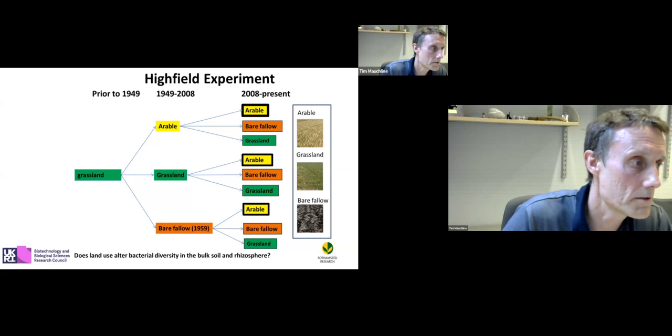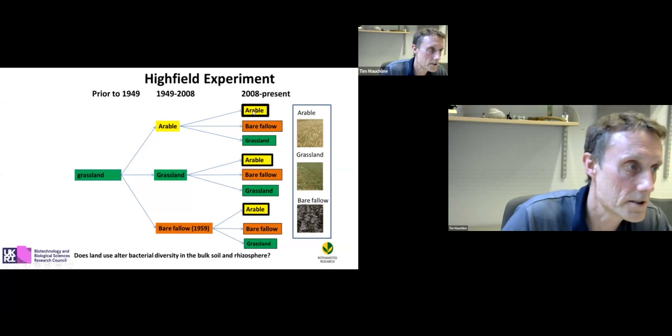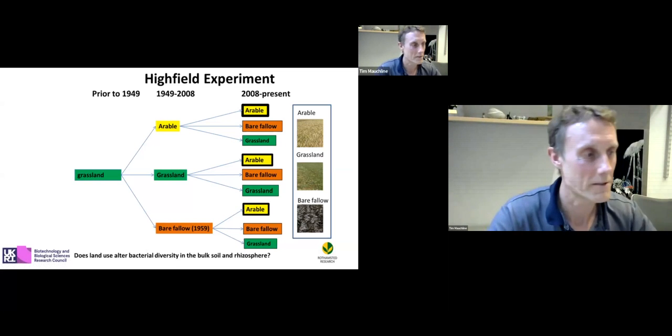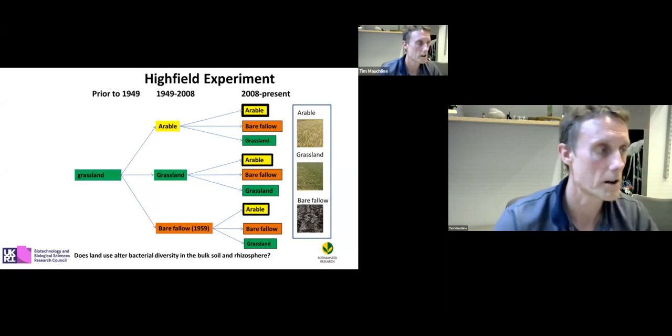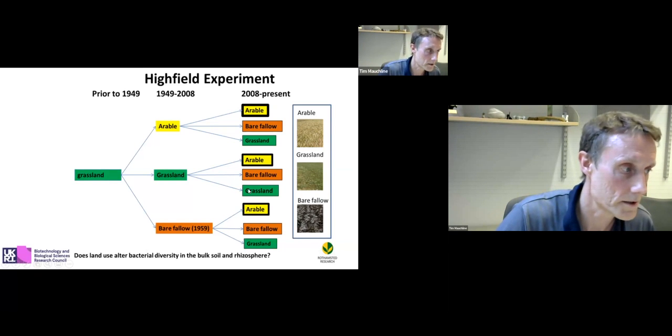One example here is that the arable was then subdivided into bare fallow, grassland, and some of it was maintained as arable. And this combination, if you like, happened for all of the 3 treatments. So in addition to the grassland, plots were then converted to arable, bare fallow, and maintained as grassland.